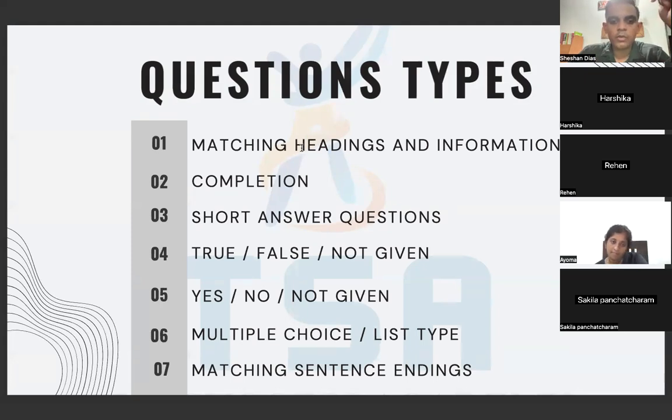Right? And I'll show you how we can look for the answers. The next type of question is matching information. This one is very tough. Honestly, it's quite difficult.